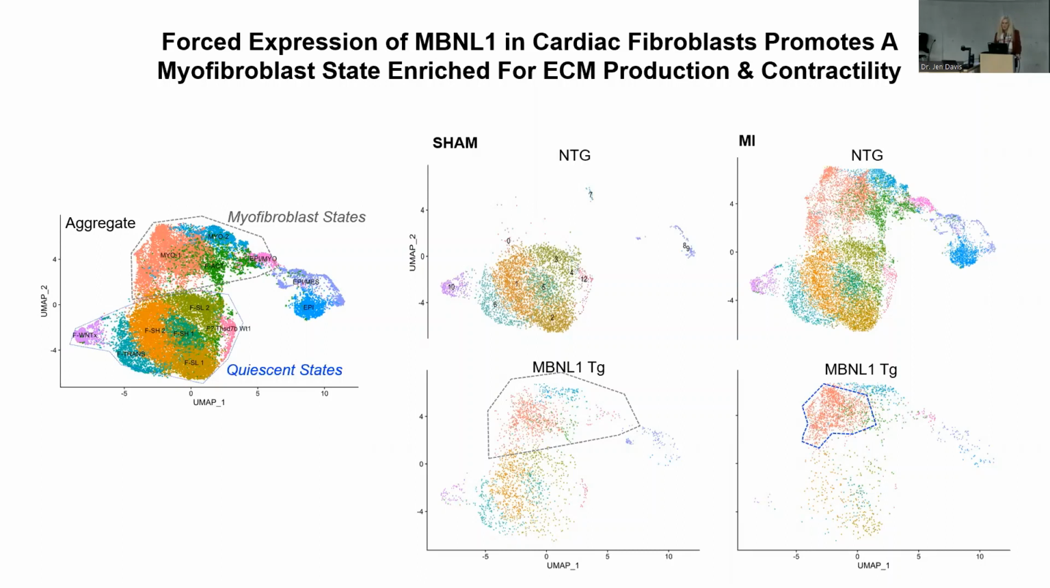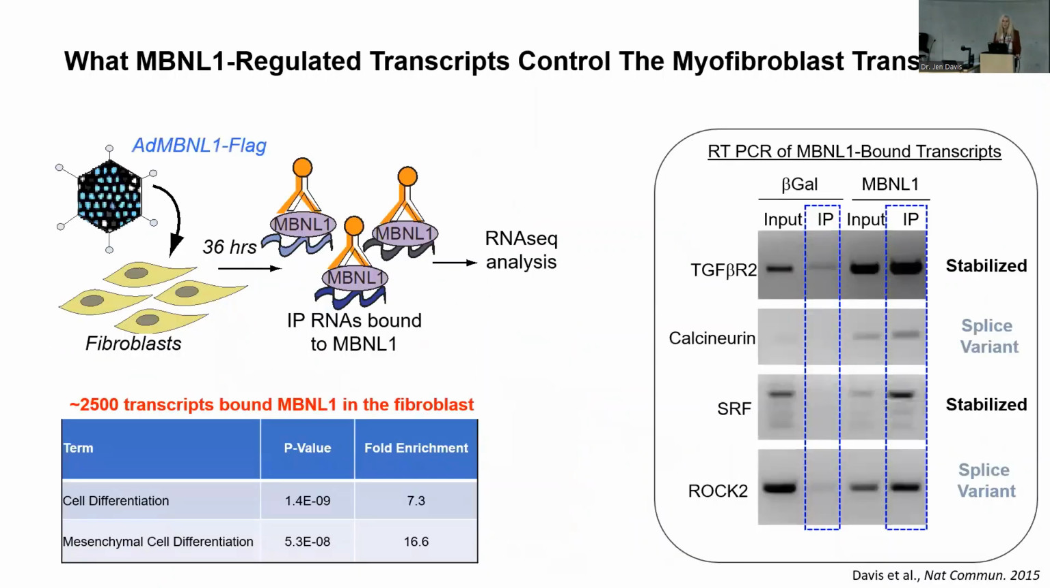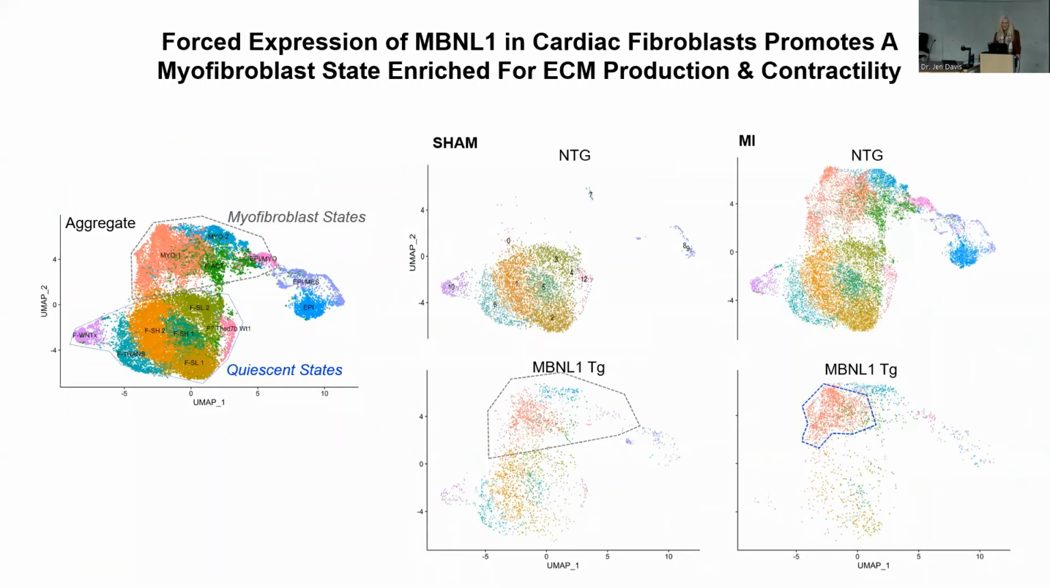Just to orient you to this data, I want to first focus on this hierarchical clustering, a UMAP plot shown here on the left. This is the hierarchical clustering of every single cell we sequenced, independent of their genotype or the experimental condition. Each color represents a different fibroblast cluster based off of differential gene expression. Looking at the whole plot in general, we found 13 different states or types of fibroblasts in the total cardiac fibroblast population.